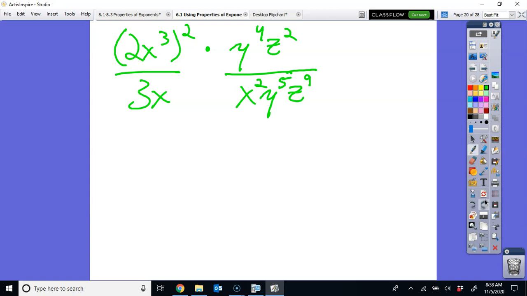So, notice, first thing that jumps out at me is this parentheses over here. This parentheses is being squared. So that means I need to do 2 squared, and I need to square the x cubed, but it already has an exponent. So an exponent raised to another exponent, 3 times 2 would be x to the 6th. Then I have 3x on the bottom down here.